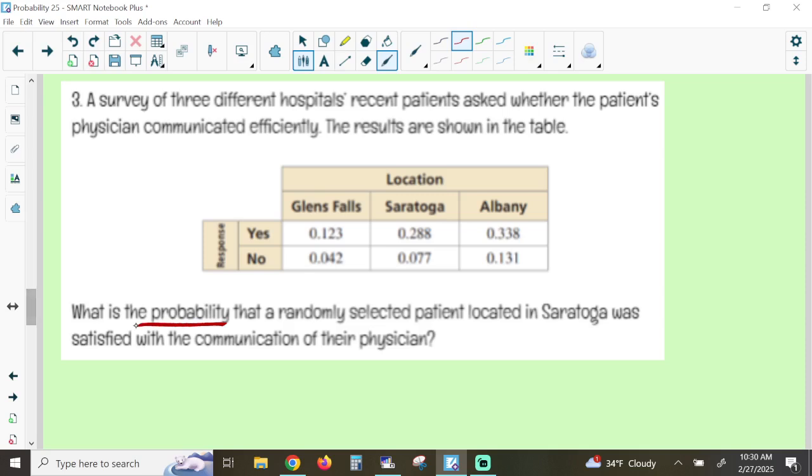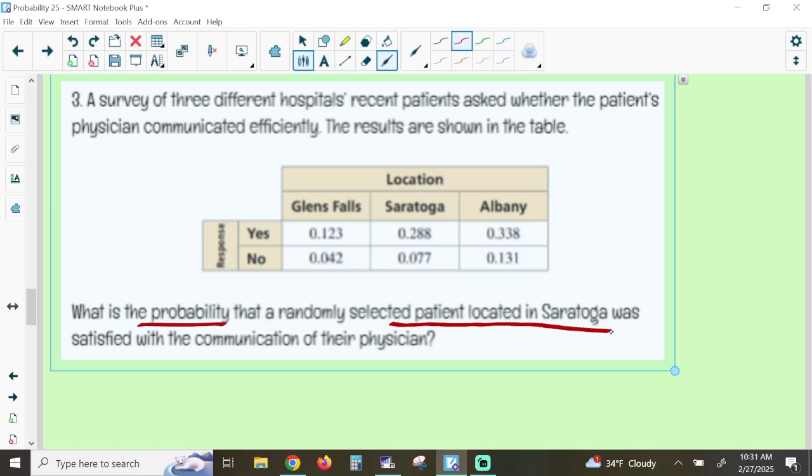So what is the probability that a randomly selected patient located at Saratoga was satisfied? Patient located at Saratoga. That's who you're picking from, right? Are you picking from everyone? No. Okay, who can I scribble out? I can get rid of Glens Falls and Albany. Those are gone. I don't even care. Albany, just for the record. So who are the people that are satisfied? The yeses or the nos? These are my yeses.